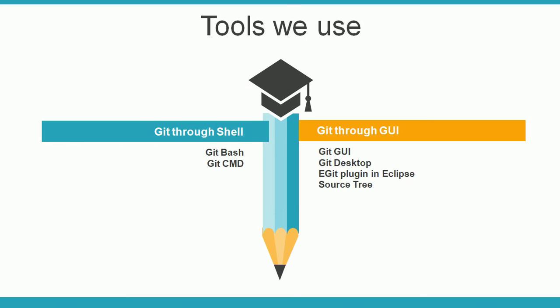Now what tools we use for Git? So we do have Git through shell, like it's like a command line, and we also have GUI. So in Git using shell we use git bash. This is the most popular command line, and we can also use git cmd, which is just like a Windows command prompt. And using GUI, one of the most popular one is the source tree, and we can also use git GUI, git desktop and egit plugin in Eclipse.